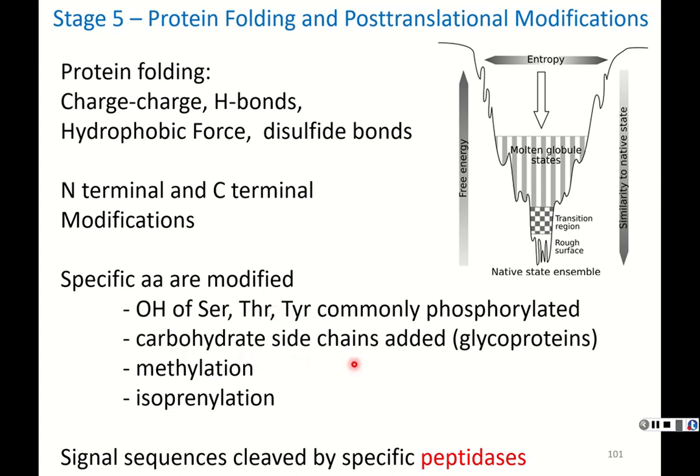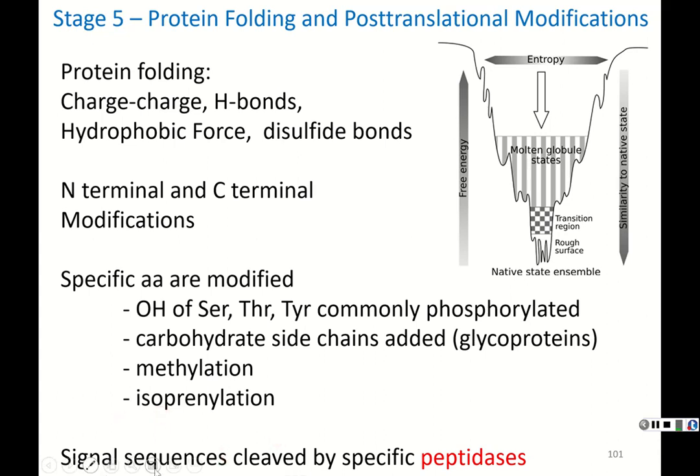Carbohydrate side chains are also added, and when that happens, that's referred to as a glycoprotein. Certain amino acids can be methylated or isoprenylated, so they can have these extra carbon or hydrocarbon groups attached to them.